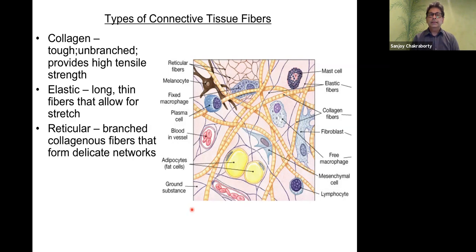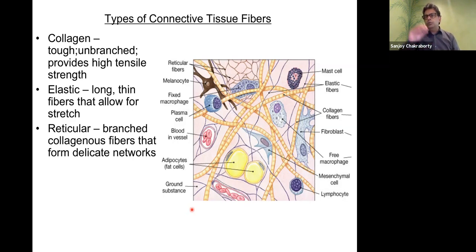Elastic, as the name suggests, are long thin fibers that allow stretchability. So they come back to the original position whenever they're stretched. So these are the different types of protein fiber in the connective tissue. Again, tissues vary a lot depending on how much elastic, how much collagen, and how much reticular fiber they have, so that particular tissue will show different characteristics.